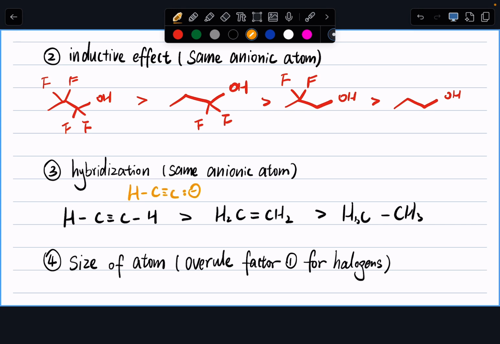So the reason behind this trend is that upon dissociation, this anionic charge on the sp carbon is closer to the nuclei, or the sp carbon is more electronegative than sp2 carbon than sp3 carbon.